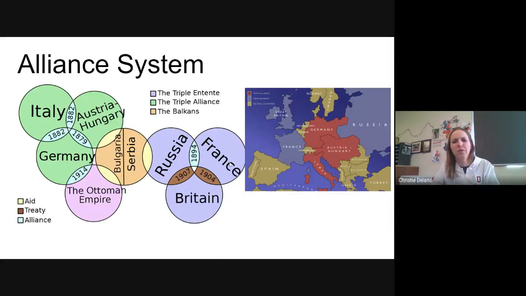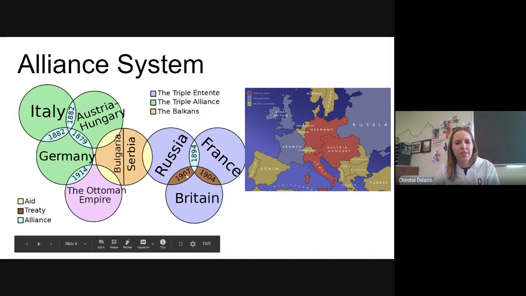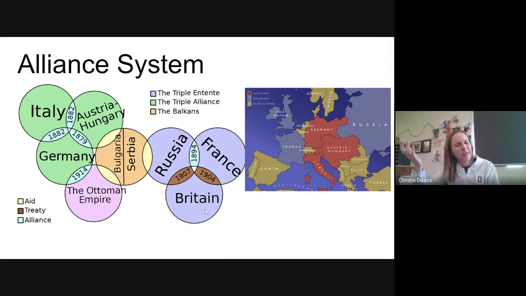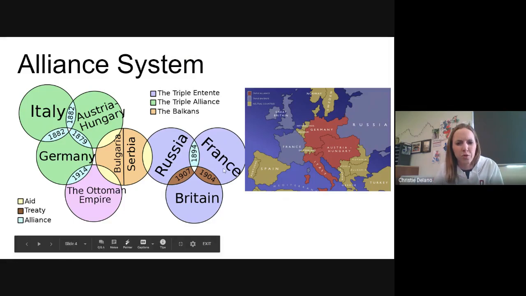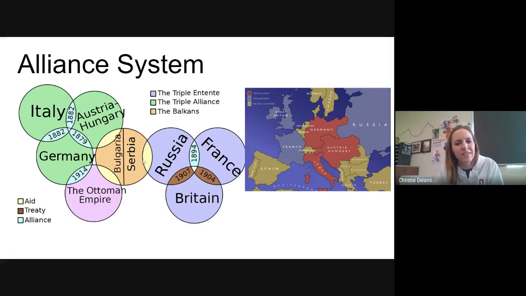So when we look at who's on whose side, there are two main alliances. We have the Triple Entente, here in blue. The Triple Entente is Russia, France, and Britain. Now, you may say, Ms. Delano, Britain and France had always been at war with each other for the previous few hundred years. Why are they all of a sudden on the same side? Well, now they have a common enemy in Germany. But we won't get into all of those details. So the Triple Entente: Russia, France, and Britain. And Russia is connected to Serbia. We'll get into those details a little bit later.